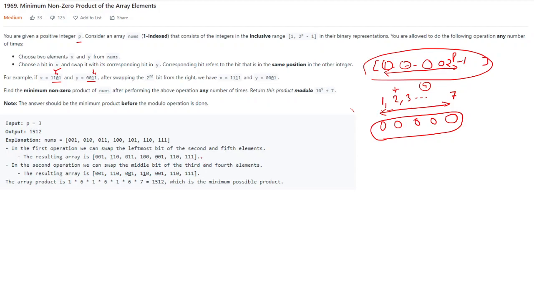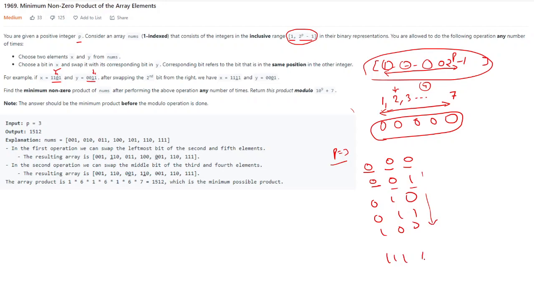And let me tell you how we get this intuition or hint from this question. It is saying from 1 up till 2 power p minus 1, and this sounds familiar. Suppose you are given p is equal to 3. How many values can be generated out of those 3 bits in binary? You can see 000, then 001, then 010, 011, 100, and up till like this, we reach 111. So these values are 1, 2, 3 and up till 7.